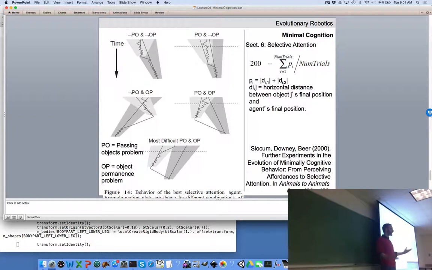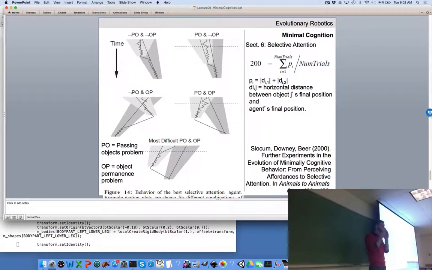So the robot is juggling a lot of mental challenges in this case. Okay, let's look at the even more difficult case. So we have the passing objects problem and the object permanence problem here. Why is this case more difficult than the fourth case? Try and interpret this figure and tell from the figure why this is more difficult for the robot.